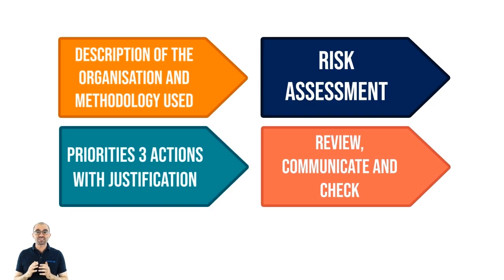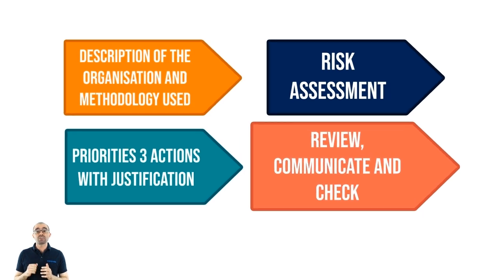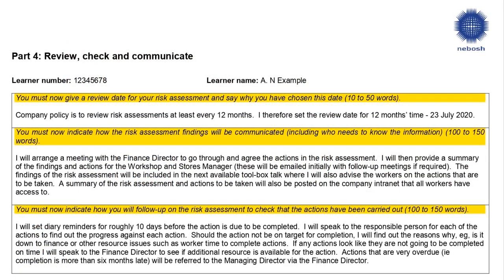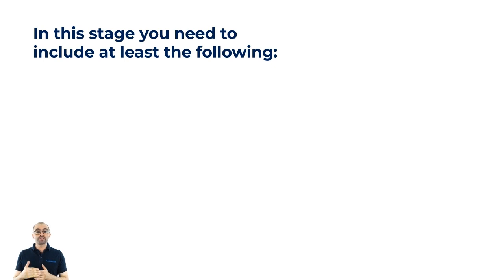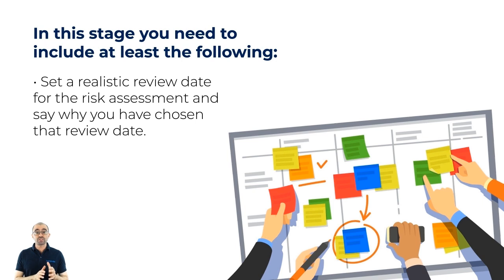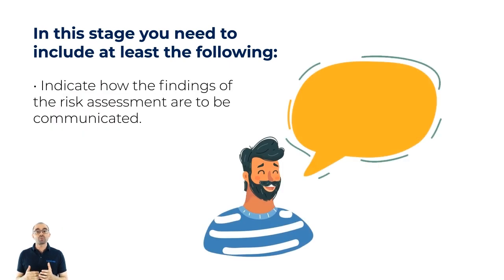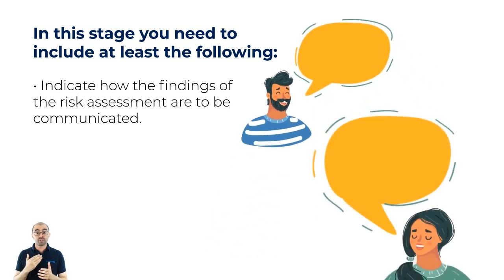The fourth and last stage of the risk assessment exercise is reviewing, communicating, and checking. You must use the tables in part 4 of the assessment pack. In this stage, you need to include at least the following. Number 1, set a realistic review date for the risk assessment and say why you have chosen that review date. Justify your choice, for example, if there is a legal requirement for a specific date or an internal company arrangement, etc. Second is indicate how the findings of the risk assessment are to be communicated.